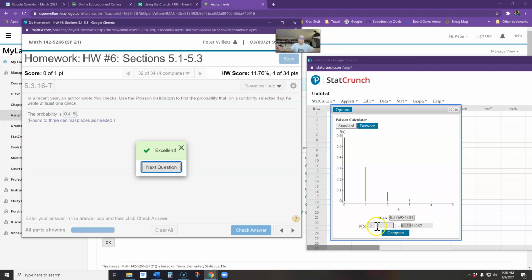Just to point out, you can set the calculator for the Poisson distribution probability to a specific value, to larger than a value, less than a value, including the value. And you have to just work out from the statement of the problem what they're looking for, and then this calculator should do it for you.